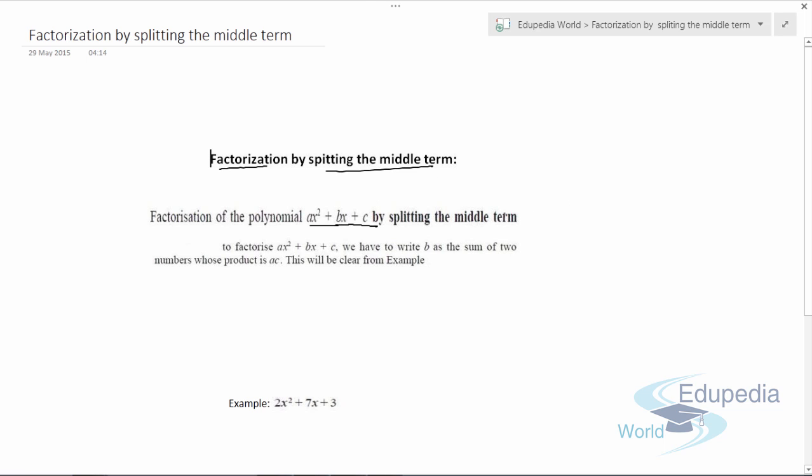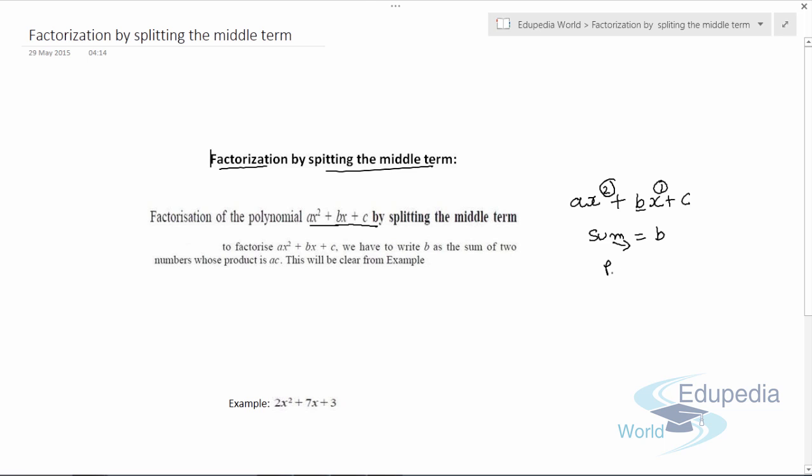Now, how to split this? Suppose we have a general equation ax square plus bx plus c. First, we always have to check what the sum and product are. So how do we check the sum and product? The sum will always be equal to b. The sum is always the coefficient of the next power below the degree of the polynomial. Suppose here we have degree 2, then the next power is 1. So whatever the coefficient of that power is, that is the sum of the polynomial.